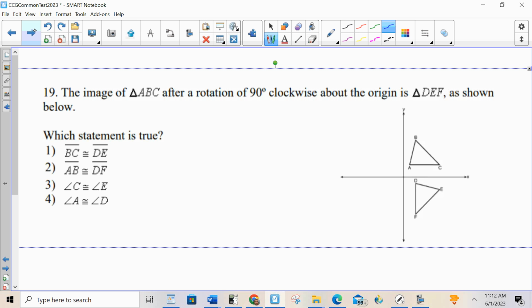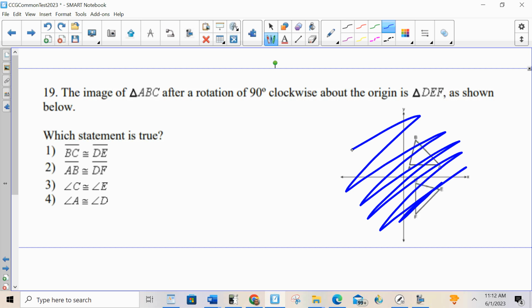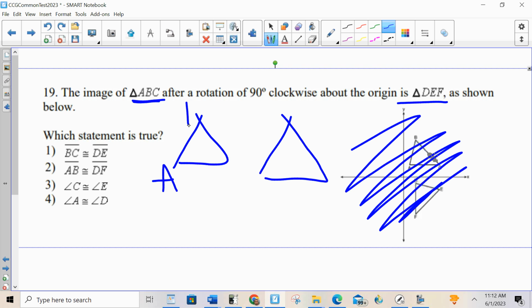This question can be really hard or it can be really easy. This picture stinks. I do not like this picture. I cannot see what corresponds to what, so I'm going to draw my own triangles. It doesn't matter how I draw them, as long as I order the letters the same way. So if ABC is left, top, right, then DEF is left, top, right. Now that I did that, it's pretty hard to get this wrong.